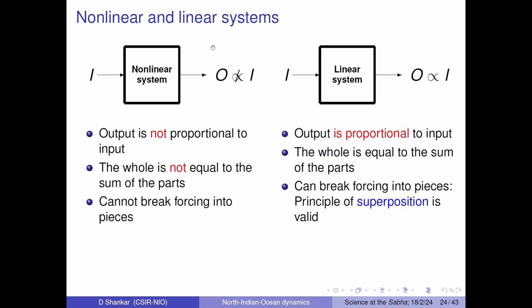In a nonlinear system, I1 plus I2 will not give you O1 plus O2. Simply put, that is the basic difference. It could be more, it could be less. It depends on the system and it depends on the circumstances. So output is not proportional to the input. The whole is not equal to the sum of the parts. So you cannot play that game. You cannot break the forcing into pieces.